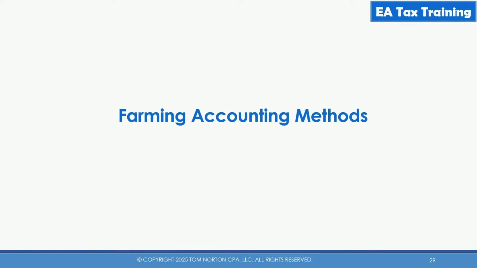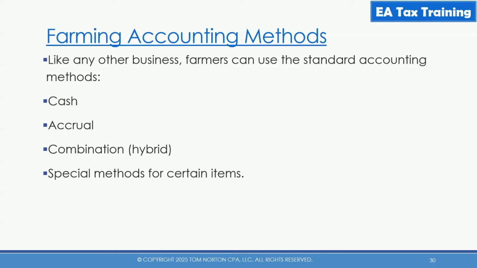So now let's talk about those farming accounting methods. You can see right there on Schedule F, there is that big distinction between cash and accrual. And so, like any other business, farmers can use the standard accounting method. So they are going to choose between cash and accrual. They can have a combination or hybrid method, as other businesses do. And then there are special methods for certain items, and there are some that are just for farmers.